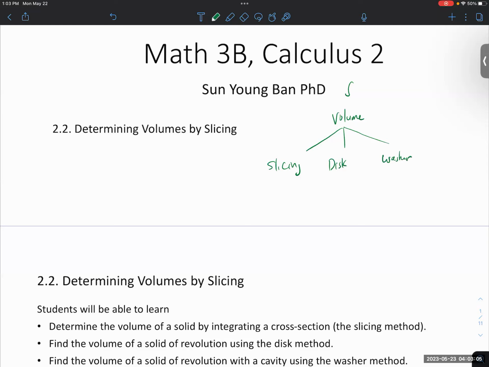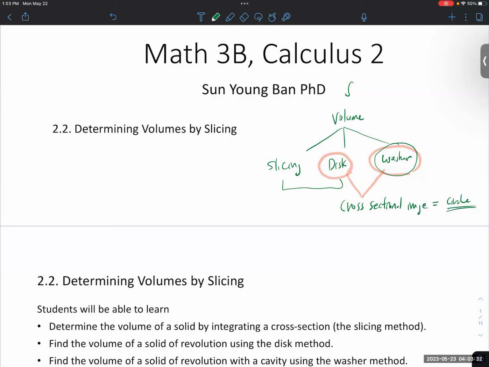So in this video, I'm gonna focus on the washer method. And if you wanna take a look at the slicing and disk methods, watch the previous video so that you can check it out. For the washer method, I'm gonna compare the difference between disk and washer because those two methods have a commonality. The cross-sectional image is always a circle.